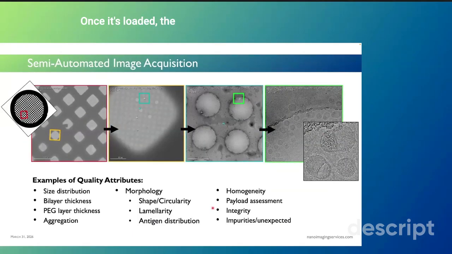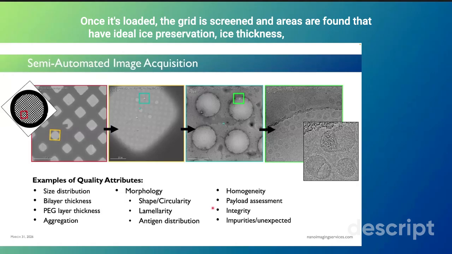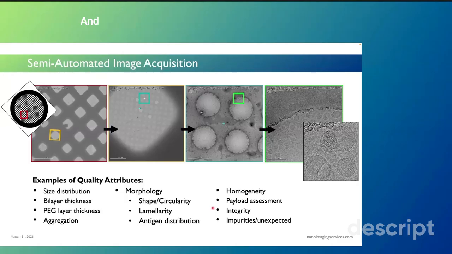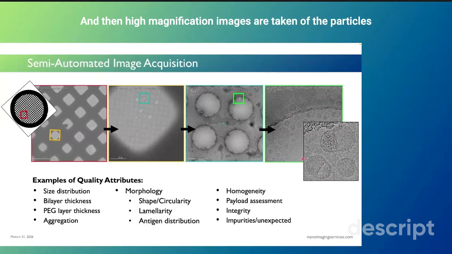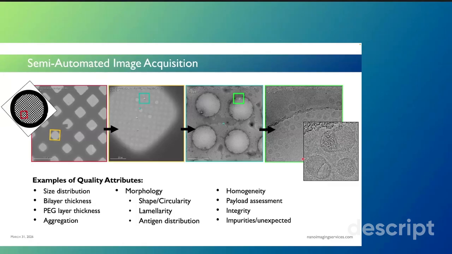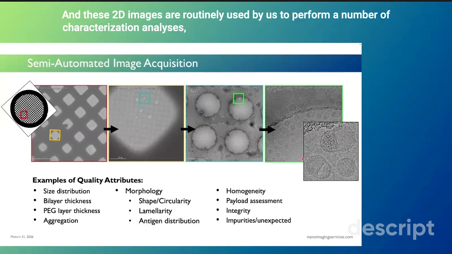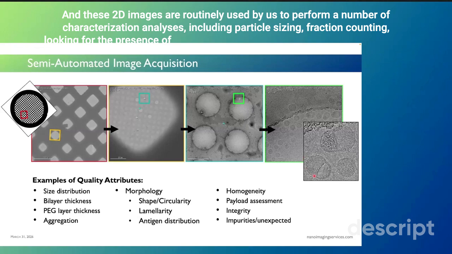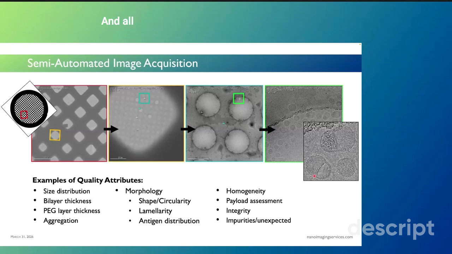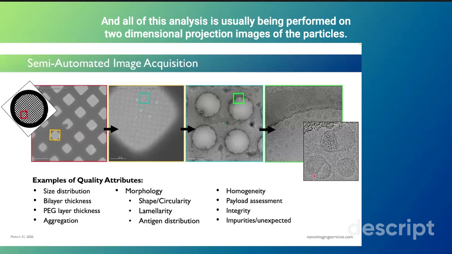Once it's loaded, the grid is screened and areas are found that have ideal ice preservation, ice thickness, and vitrification. And then high magnification images are taken of the particles. And these images of the particles are 2D projection images. And these 2D images are routinely used by us to perform a number of characterization analyses, including particle sizing, fraction counting, looking for the presence of drug or impurities, particle aggregation, etc. And all of this analysis is usually being performed on two-dimensional projection images of the particles.